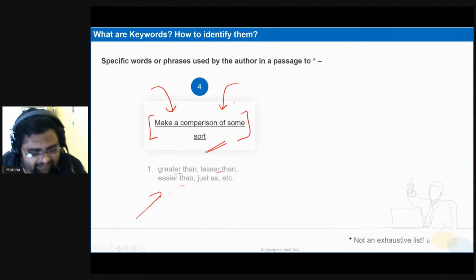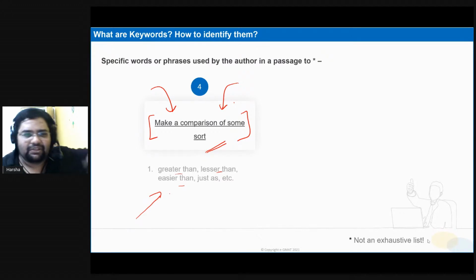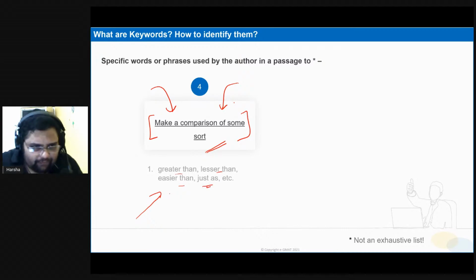All right. So these kinds of keywords are what we call comparison keywords. So it's comparing two entities A and B. Some A is greater than B, A is taller than B, something like that. Just as is another variation, we'll give an example for that in the future as well.